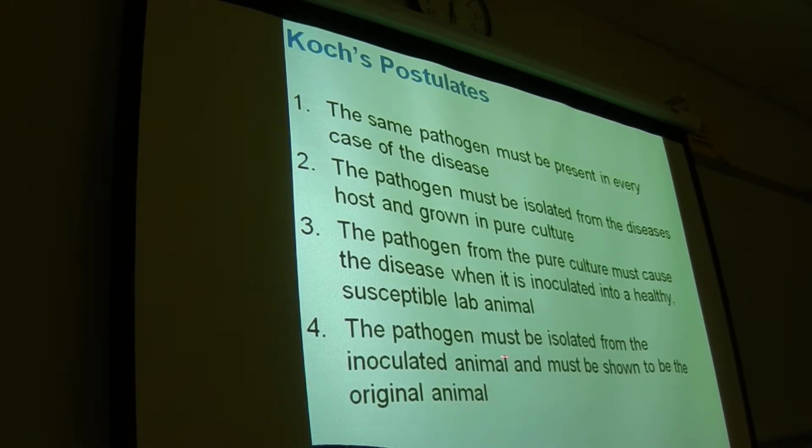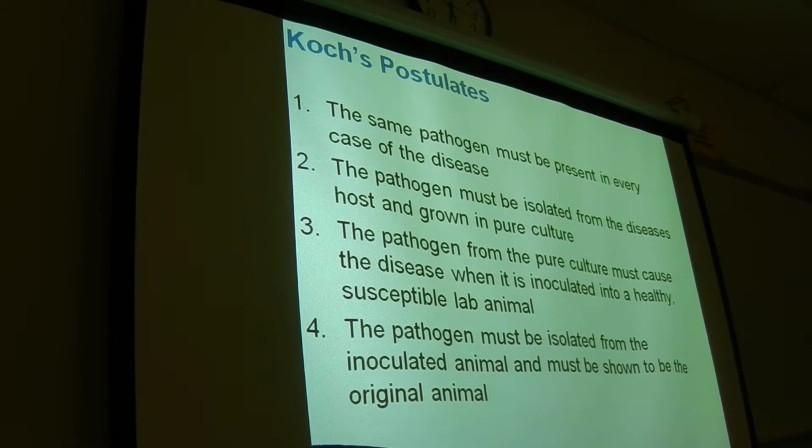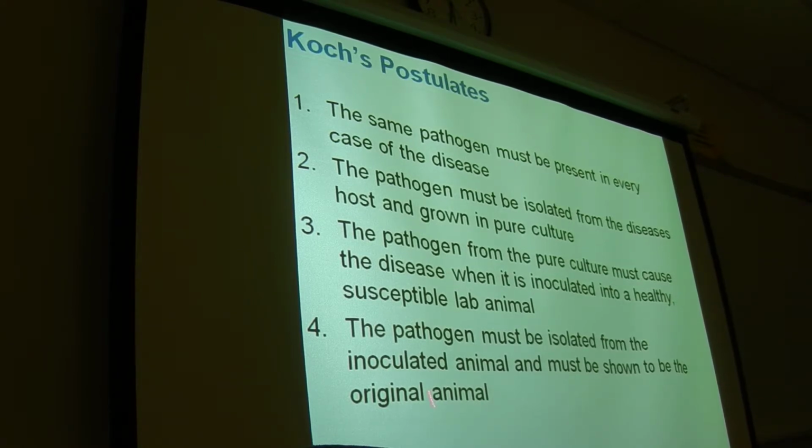Number two, the pathogen must be isolated from the host and then grown in pure culture. So you've isolated the bacteria from all 20 of these people. You've done some tests to figure out what it is. Now you have to grow them in culture. And when you do, you have to analyze them after they've been grown in culture and confirm that they are all the same. Then you take the pathogen from this pure culture and inoculate a healthy, susceptible lab animal with this bacteria, and every lab animal has to get the same disease. Okay?